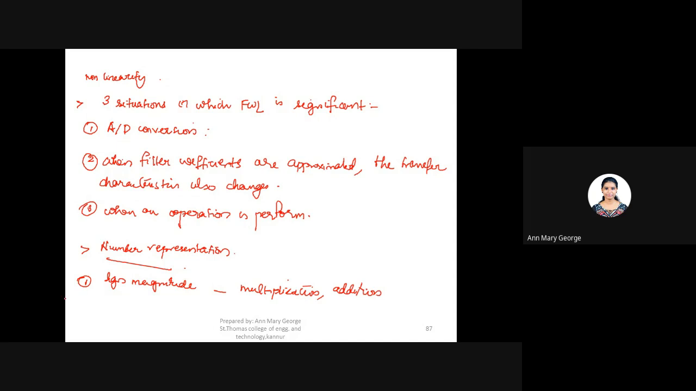And the second one is ones complement. And the third one is twos complement.